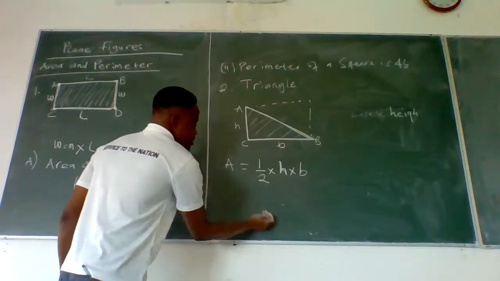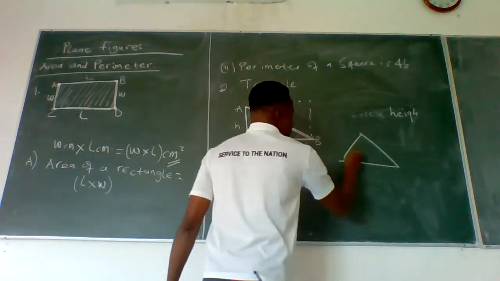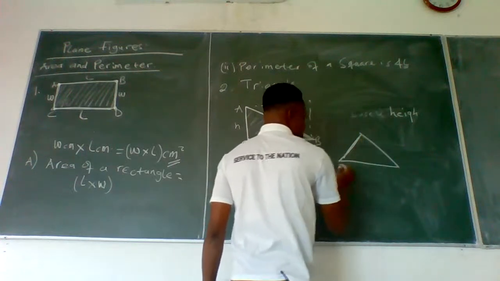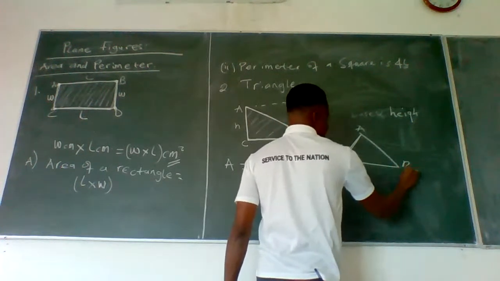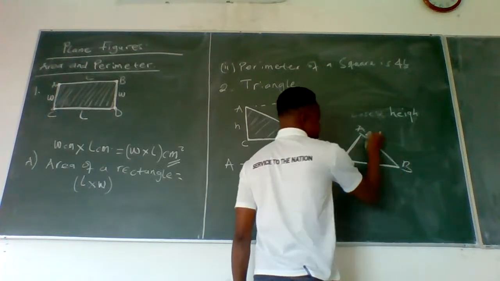Okay. So this one also applies to any other form of triangle. So let's say we have this, A, B, C. So where is our base? This is the base, and these are the other sides.